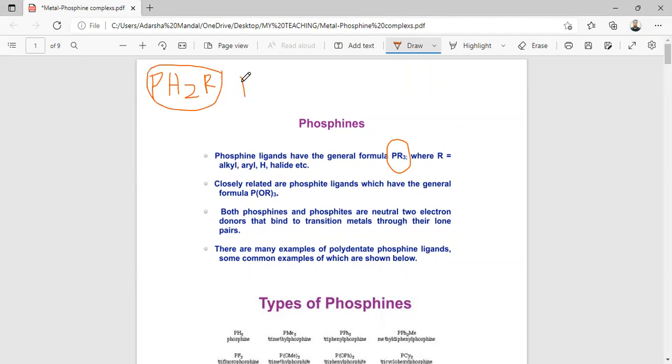Another one is the secondary phosphine. The general formula of the secondary phosphine is PHR2, where two hydrogens are replaced by organic R groups. And another one is the tertiary phosphine, where the general formula is PR3, where three hydrogens are replaced by organic groups.